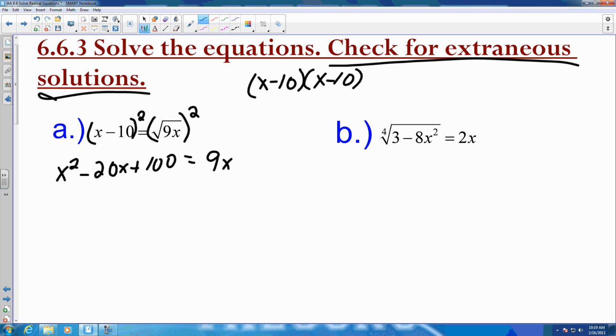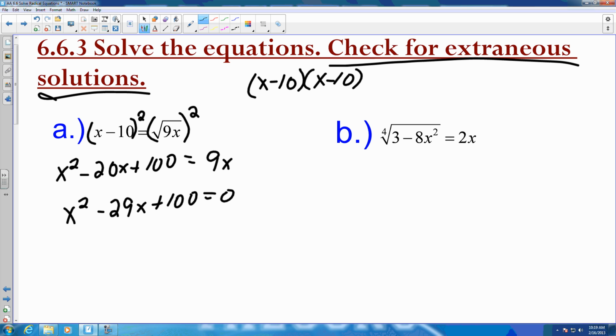Okay, so now what I want to do is I want to set my equation equal to 0. So I'm going to subtract 9x to both sides. So I got x squared. I got like terms with negative 20 and minus 9x. So I'm going to go minus 29x plus 100 equals 0.